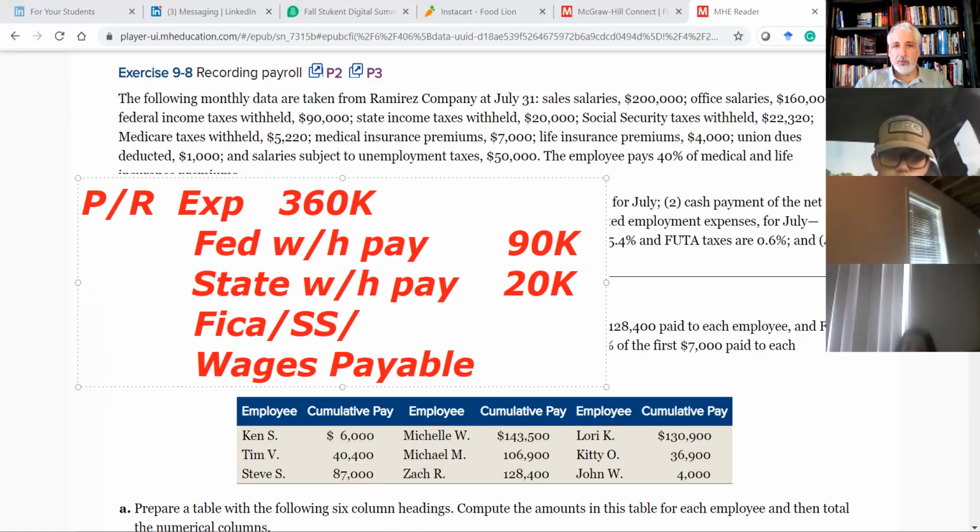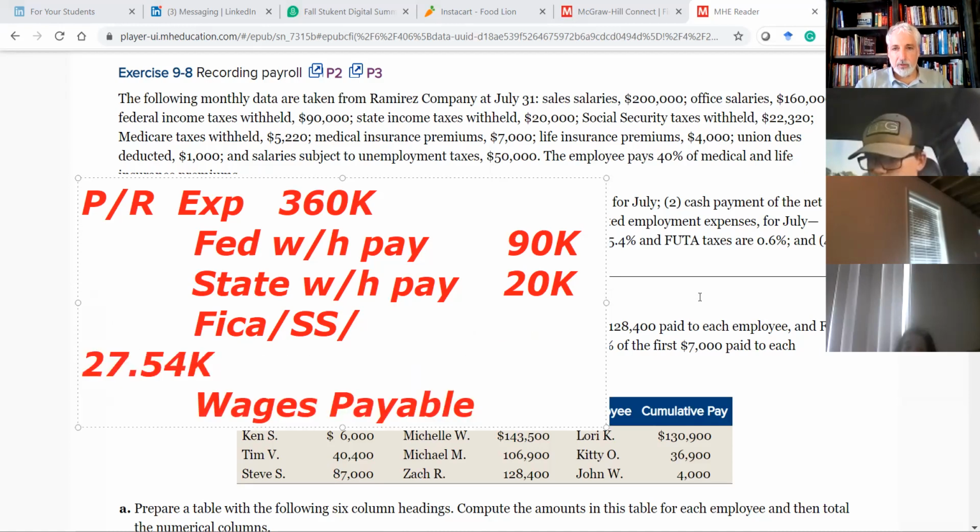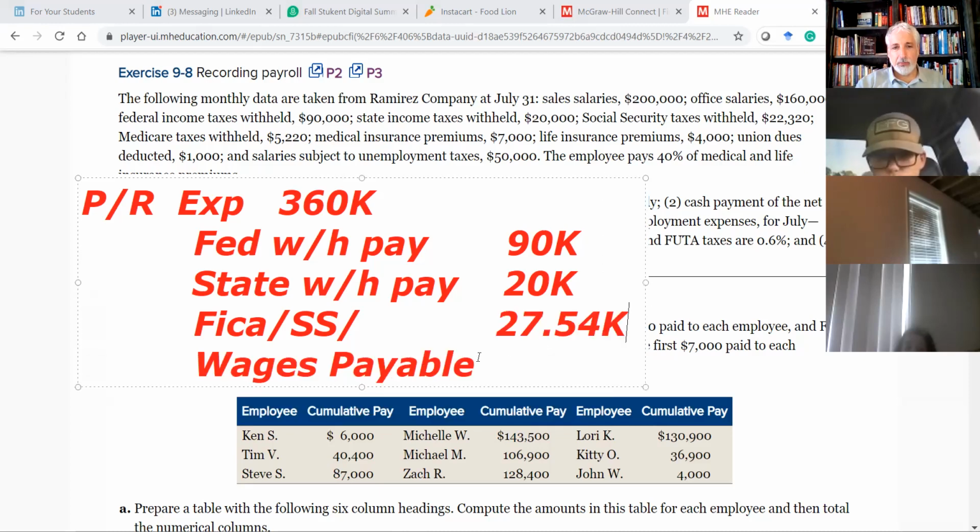And I'll just combine the two of those. We've got 22, 320. So you got 22, 27, 540. 27.54K. I'm going to ask somebody to take out a calculator in a minute to calculate the wages payable for me, and I appreciate that. Life insurance payable.